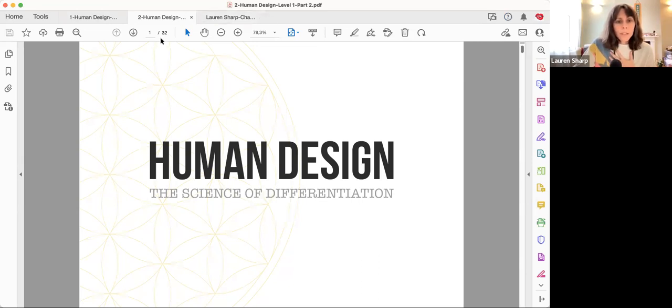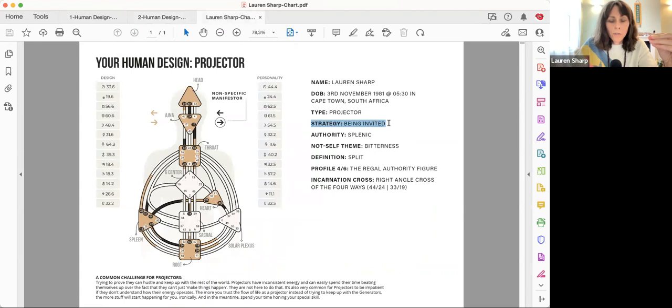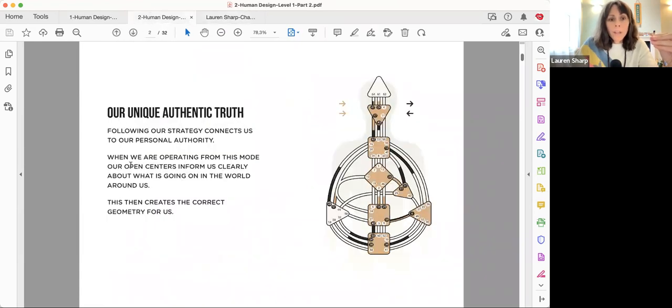So firstly, I want to take you through almost like a building block of human design. And I've written it out here, so you've got it in the slides as a kind of permanent aspect. When you follow your strategy, remembering that if you look at your chart, we each have our own strategy, mine as a projector is to be invited, and when we follow that, that connects us to our authority. So that's what we're talking about today, is our authority.